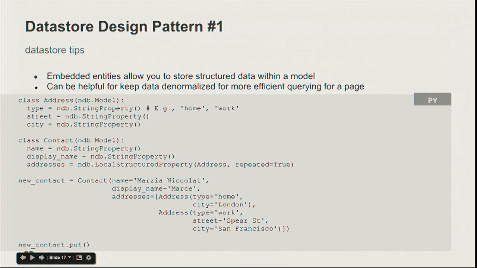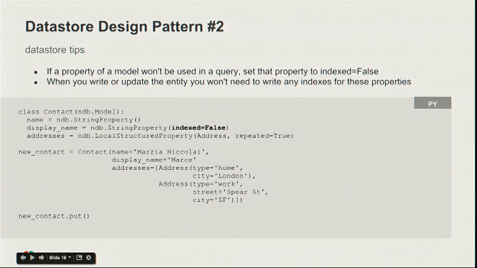So I may want to store these addresses elsewhere or use them somewhere else, but I can also store this model in my contact, and if I need to put all that on one page, all the information is there, one query, it's really great. Now this isn't something that's going to save you any money, but it is something that's going to help your app run faster.